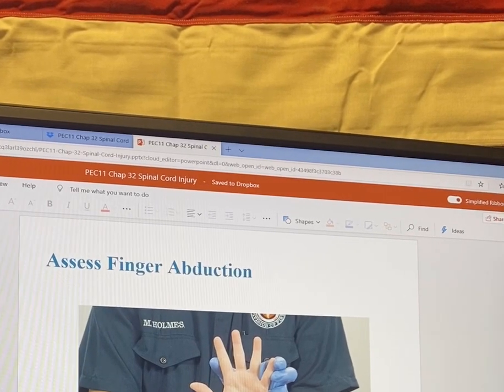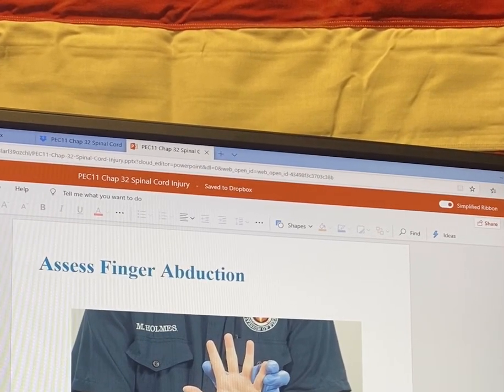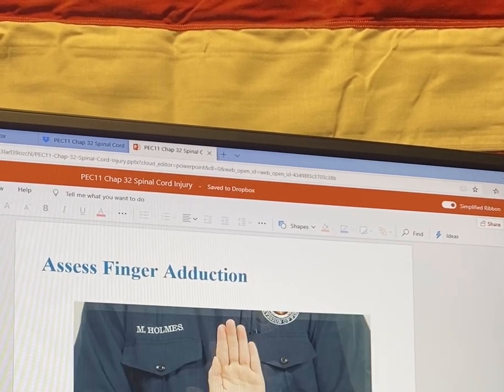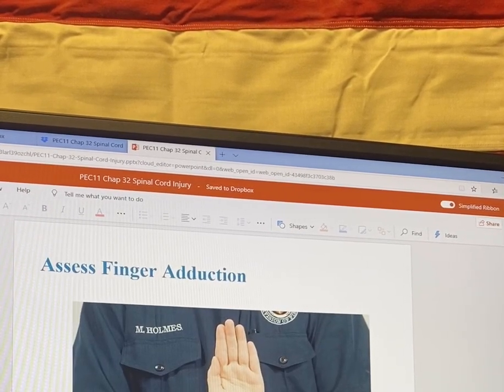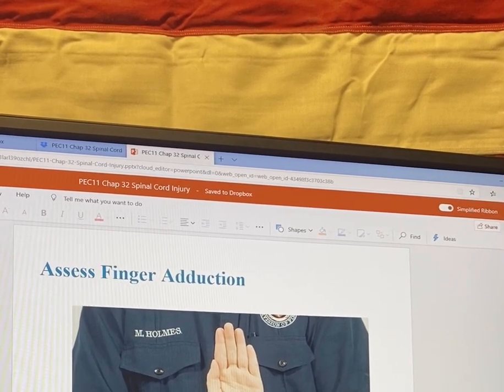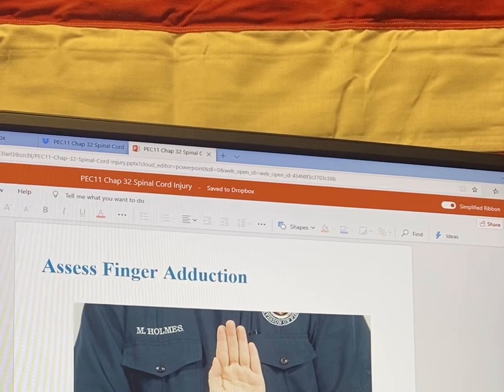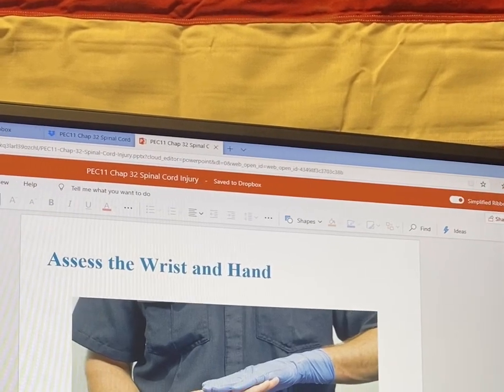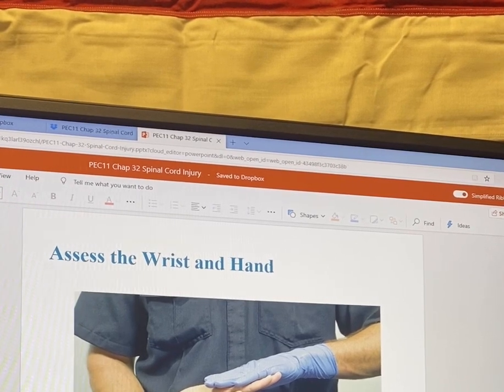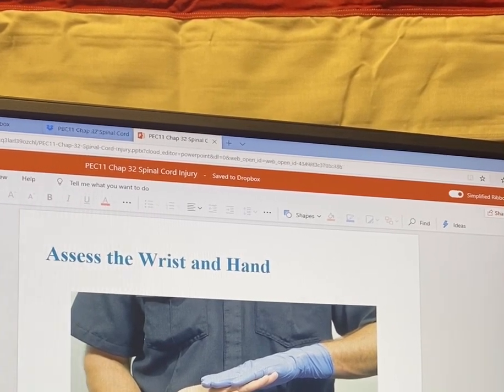Spread your fingers out on both sides and don't let me squeeze them together. This is at T1 or thoracic 1. All right. This is T2. Assess finger adduction. Can they close their fingers? All right. Hold both arms out and don't let me push your hand down. This is function at C7.